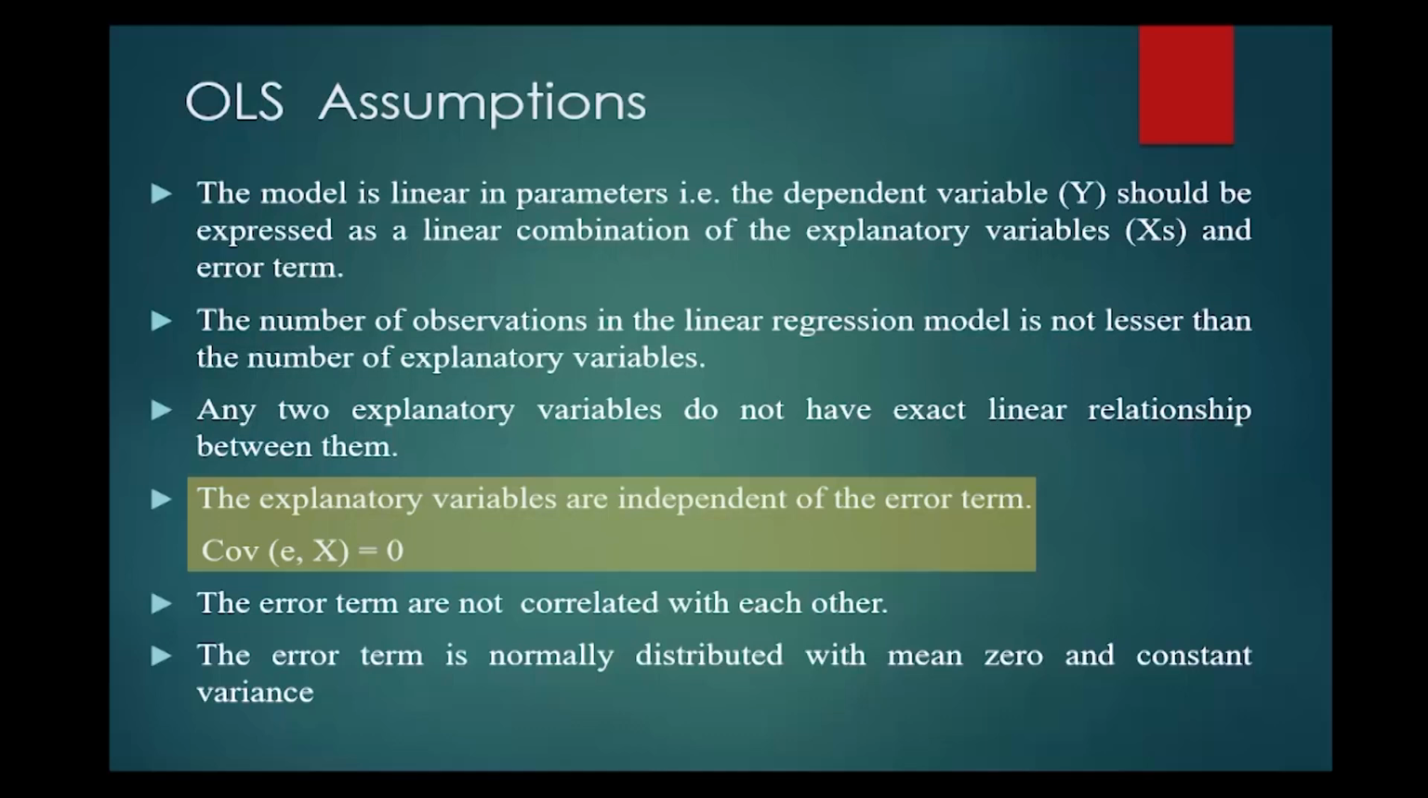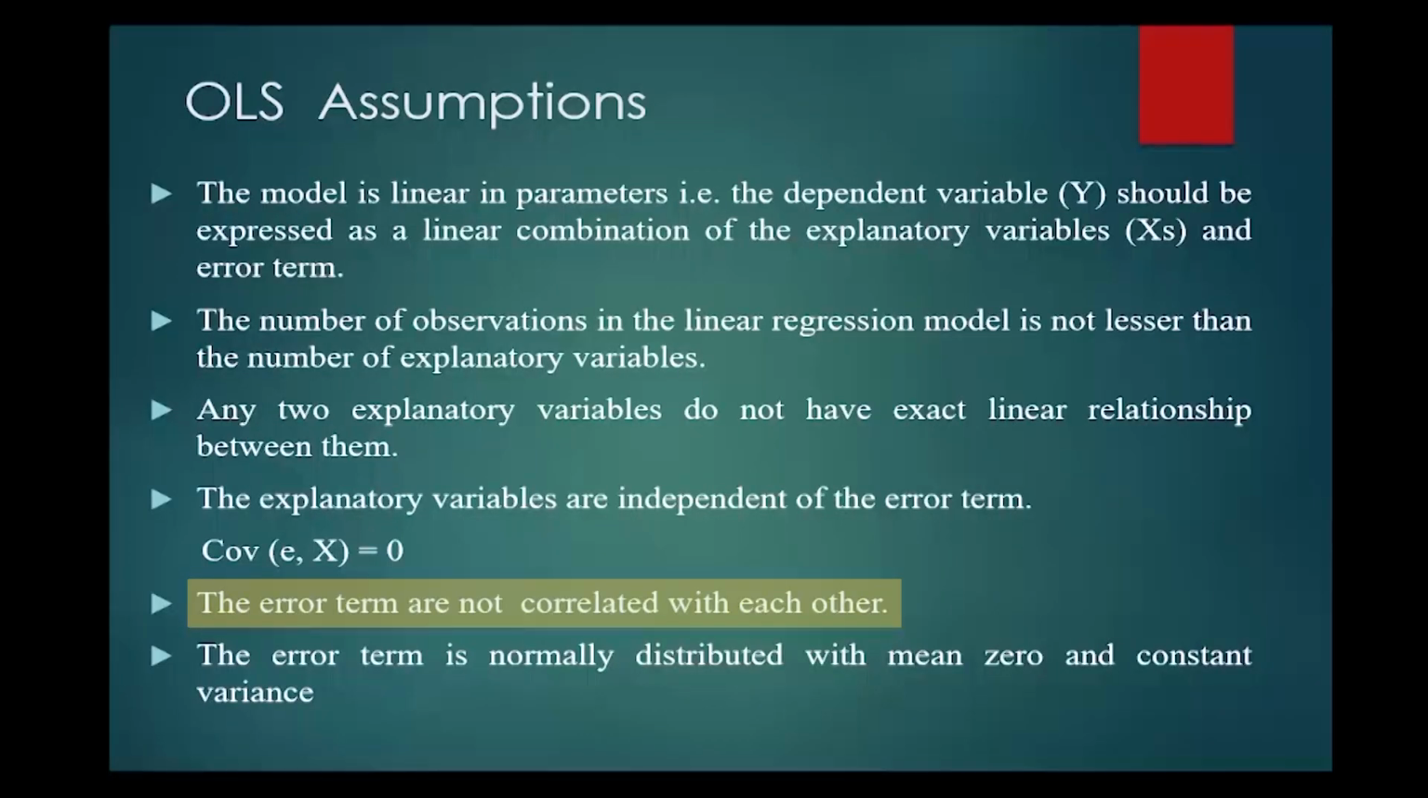The next assumption is that explanatory variables are independent of the error term. This is very relevant in econometrics because the error term and the explanatory variable should not have any relationship. Otherwise, the problem of endogeneity will arise. When I talk about the problem of endogeneity, it means that some of the factors in the error term are already correlated with the explanatory variable.